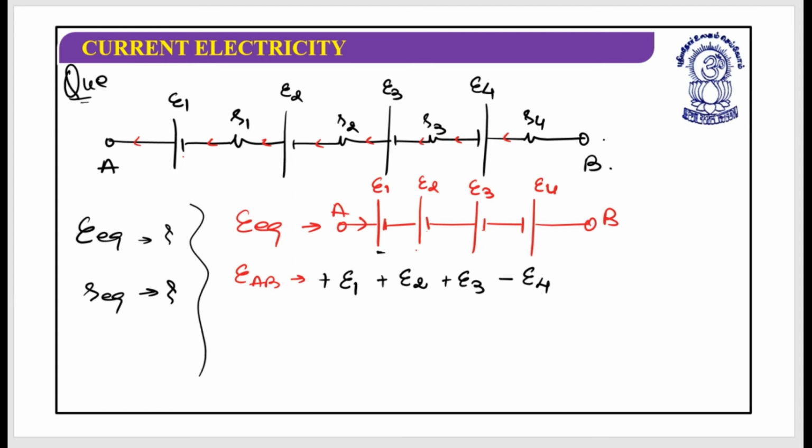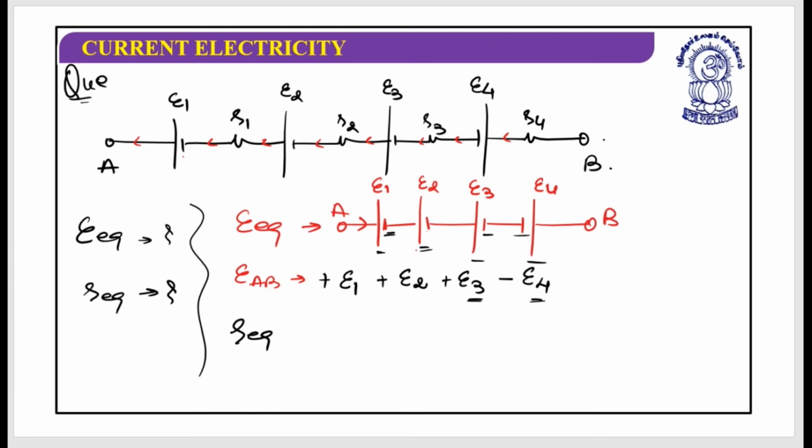So please do remember this as a thumb rule: for a series combination, one terminal of the previous battery should be connected with the opposite terminal of the next battery. That means if the negative terminal of this has been connected with the positive, then they are added. But if two negative terminals are connected or two positive terminals are connected, that means they are in opposite polarity, so they are going to subtract.